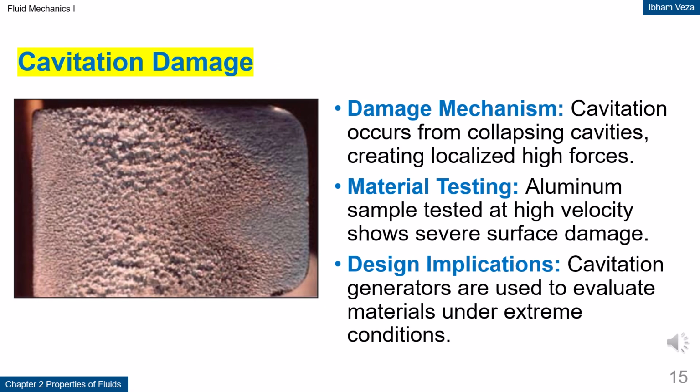Cavitation damage. Cavitation occurs when local pressure drops below the vapor pressure, causing vapor bubbles to form. When these bubbles collapse, extremely large local forces are generated. These forces are what cause severe damage to material surfaces. This example shows how destructive cavitation can be in fluid systems. Therefore, cavitation is a critical consideration in pump and turbine design.